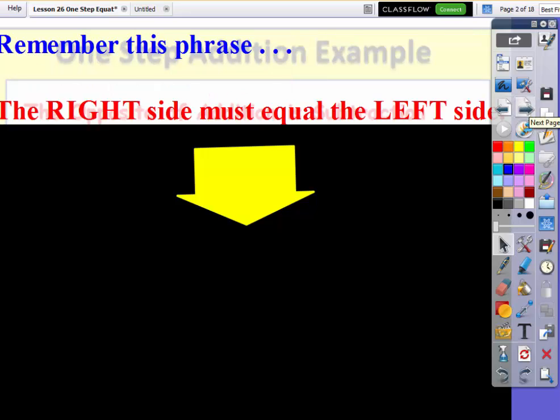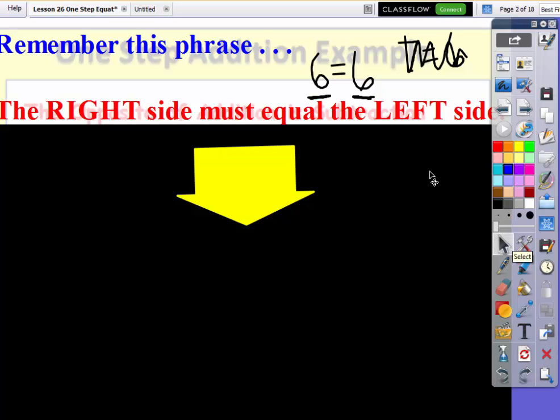Alright, so I want you to remember this phrase. The right side must always equal the left side. So what that means is if I have this expression, 6 equals 6, my left side must always equal that right side. It doesn't make any sense if it doesn't equal the same. Does 7 equal 6? No, it doesn't. So that's why it always needs to equal that exact same thing.